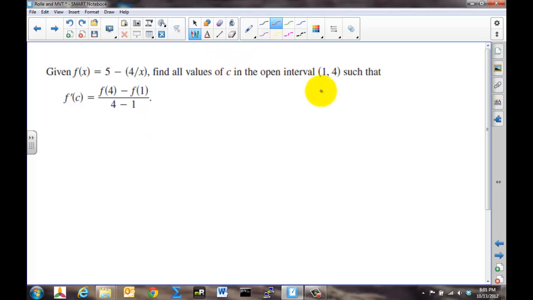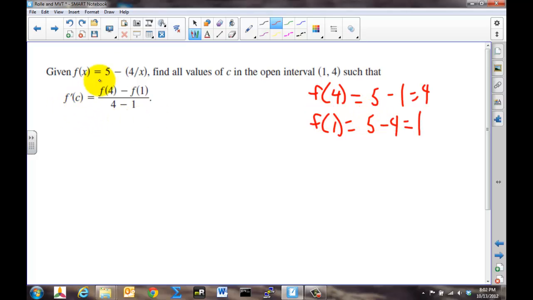Can we figure out what f of 4 is? I think we can. F of 4, if we plug 4 in there, we get 5 minus 1, which is 4. If we plug in f of 1, we get 5 minus 4, which is 1. So let's plug those numbers in over here on this side. We get 4 minus 1 over 4 minus 1, which is 1.